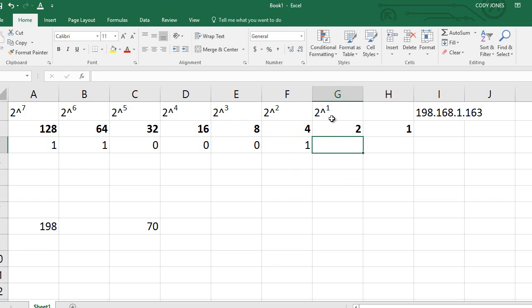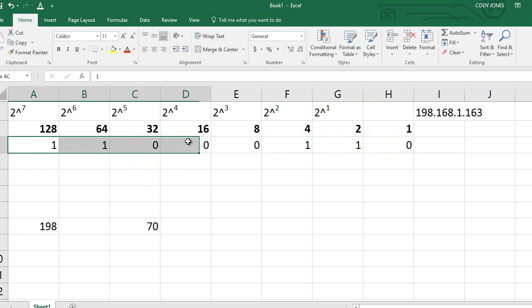I can subtract 2 from 2, so I put a 1 there, and once you get to 0, then the rest are 0, so there's a 0 underneath the 1 here. Okay, so this string of ones and zeros is going to equal 198 in decimal.